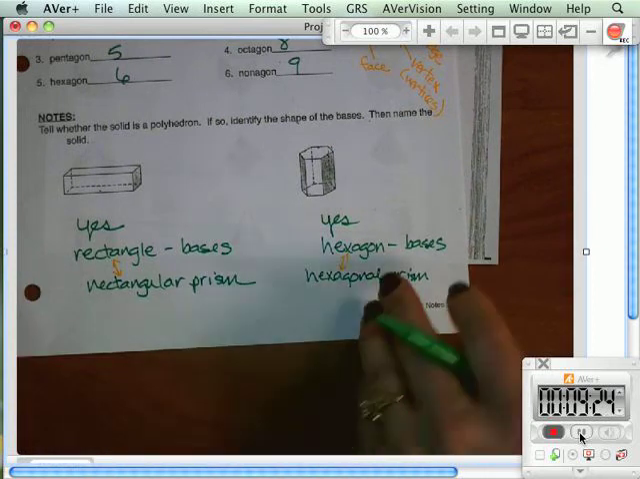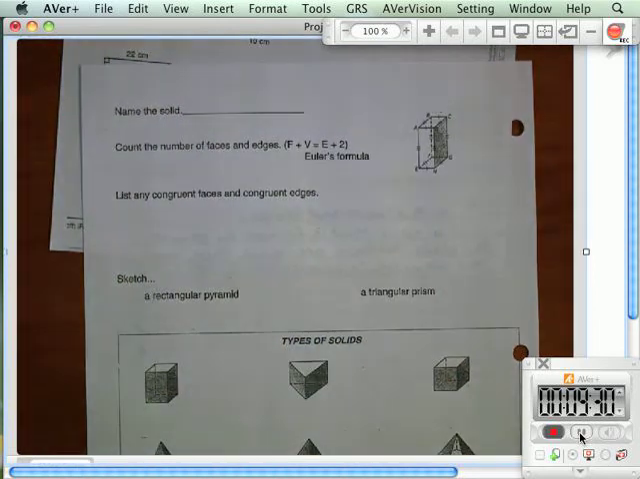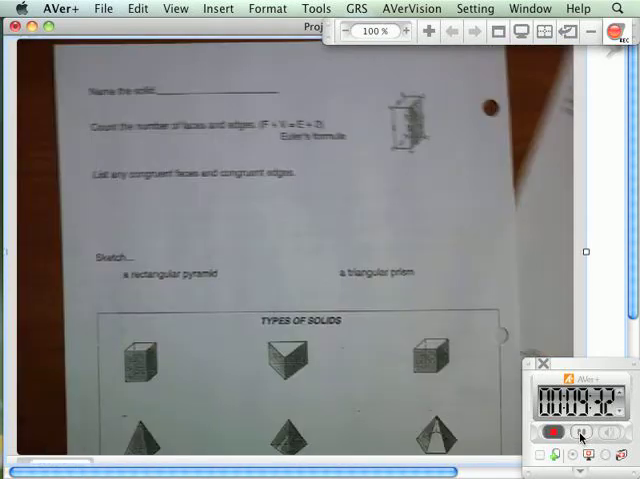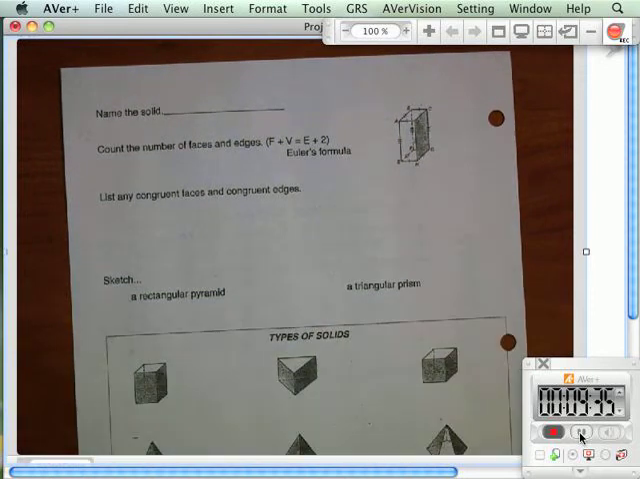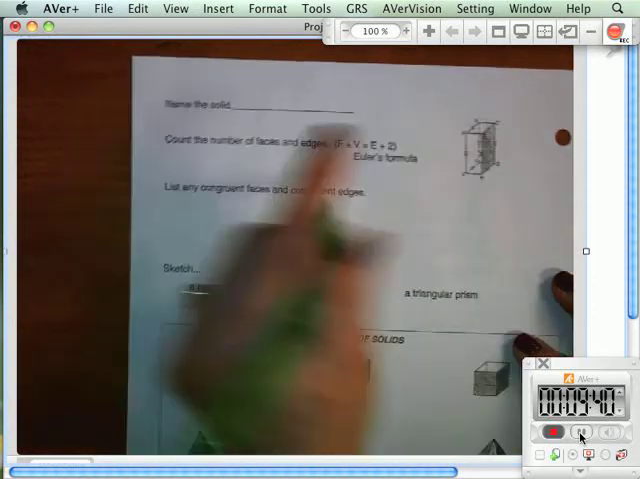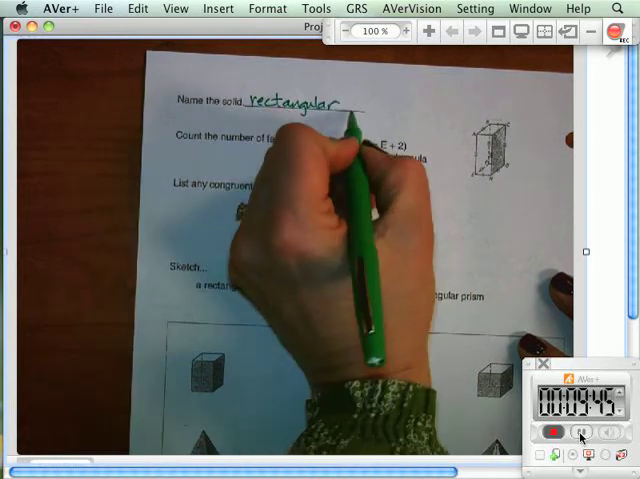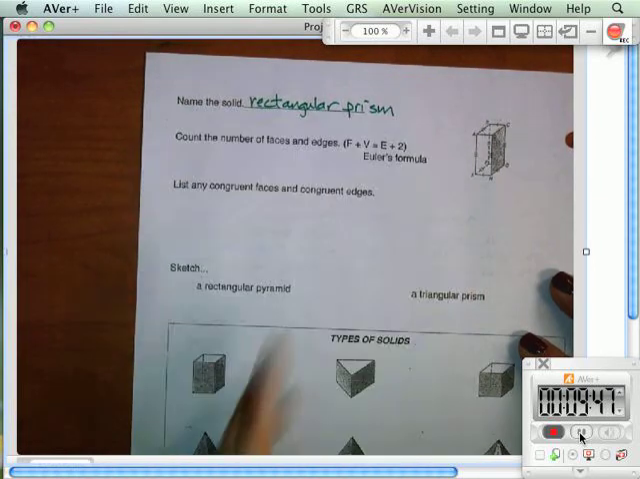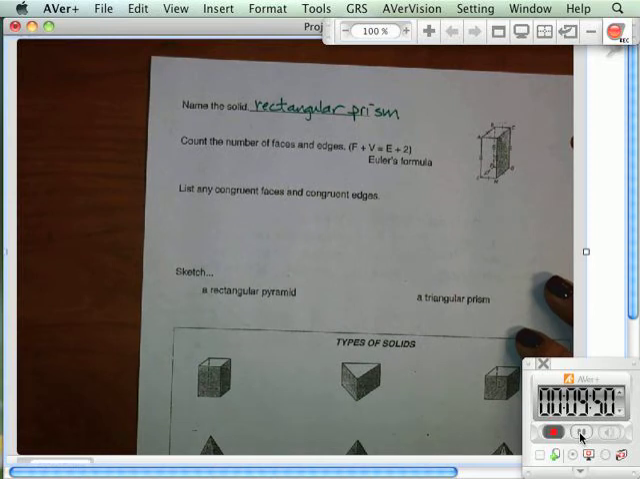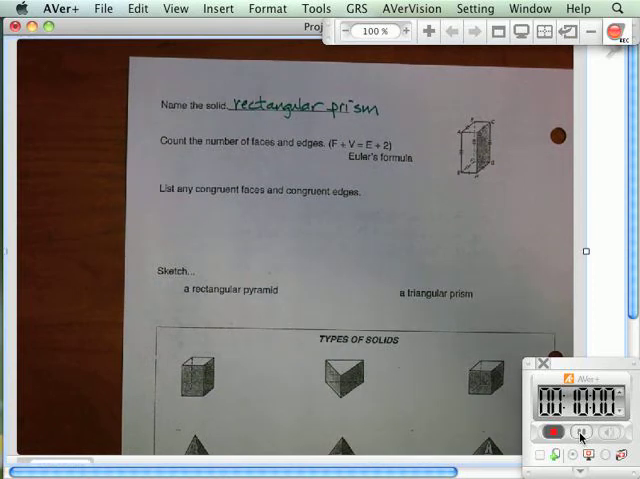All right, turn it over. Take a look at this picture right here. Name the solid. What is this called? It's a rectangular, because the base is a rectangle. Rectangular prism. Some of you can see this very quickly. Others of us, it's a little bit kind of strange to conceptualize. So be patient with your friends if they don't get it right away. Okay? All right.